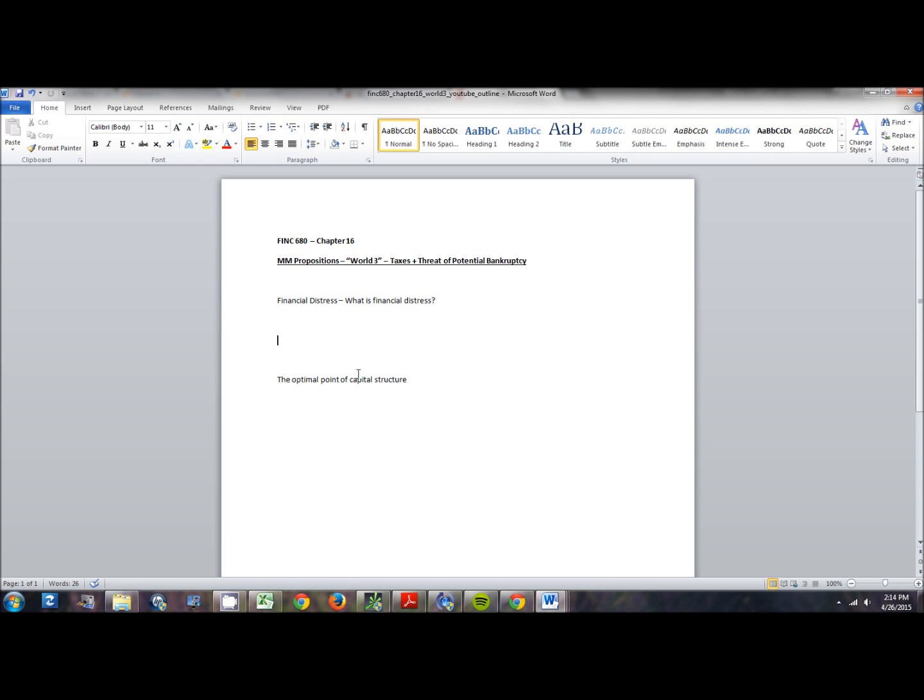And so that brings us into World 3. In World 3, this optimal point of capital structure essentially becomes a balancing act between the benefits from the tax shield relative to the cost of potential financial distress.